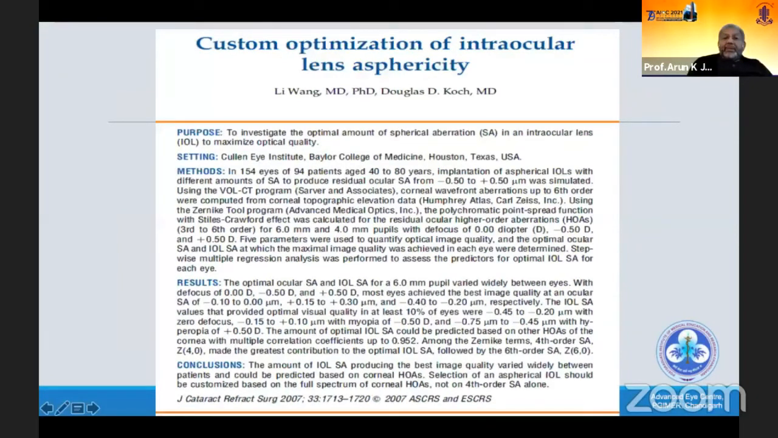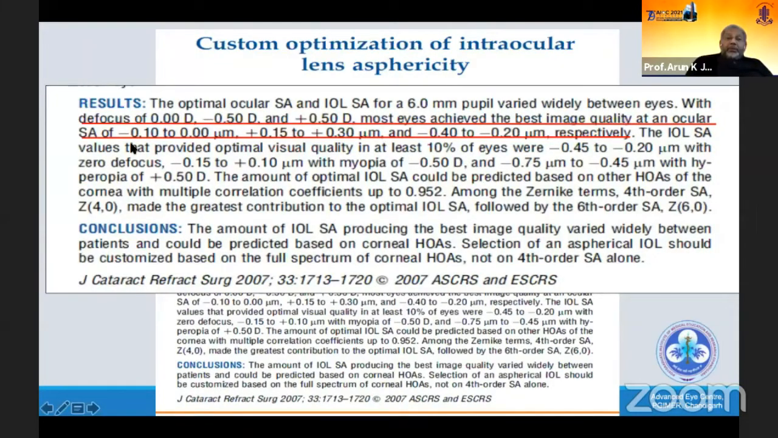And a study has shown that the optimal ocular spherical aberration and IOL spherical aberration for a 6 millimeter pupil varied widely between eyes. With defocus of 0 diopter, or 0.5 myopia, or 0.5 hypermetropia, most eyes achieved the best image quality at an ocular spherical aberration of either minus 0.1 to 0, plus 0.1 to plus 0.3, and minus 0.4 to minus 0.2. What this means is, if we have a zero defocus, the best spherical aberration in the lens should be to the tune of this much, or the total spherical aberration in the eye should be this much.